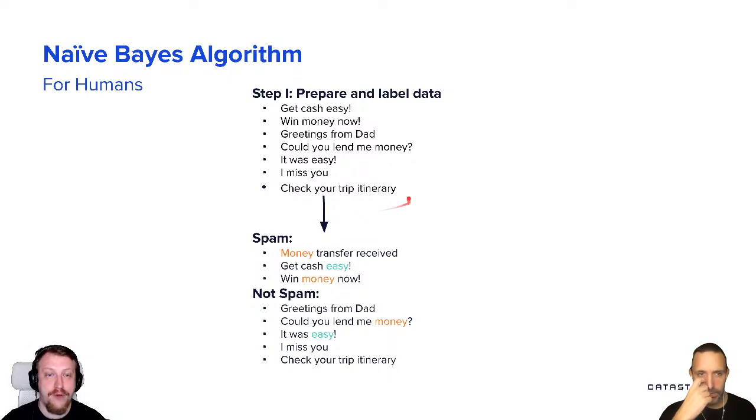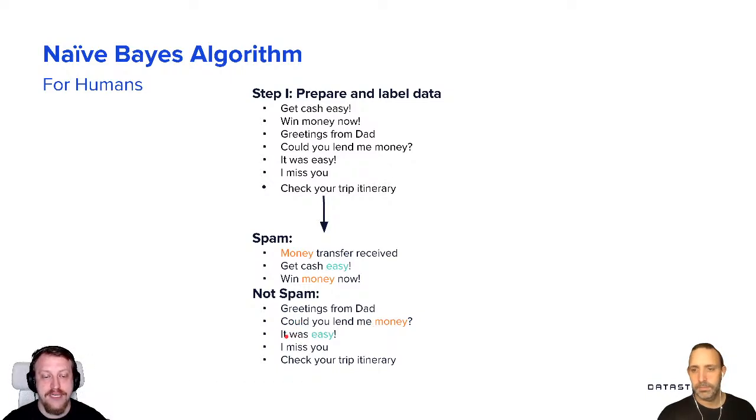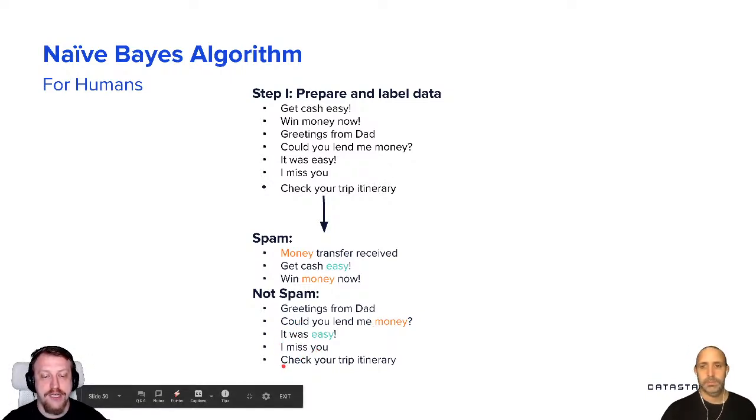So after manual processing of those emails, we already have those two data sets. We know 3 emails were spam: money transfer received, get cash easy, win money now. And we have 5 emails that are not spam: greetings from Dad, could you lend me money? It was easy, I miss you, check your trip itinerary.